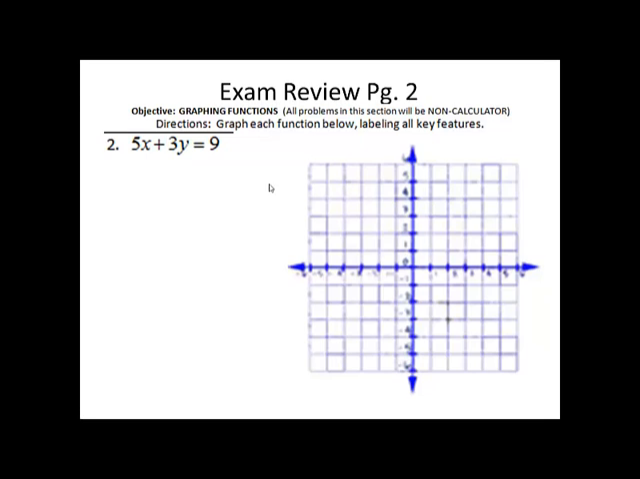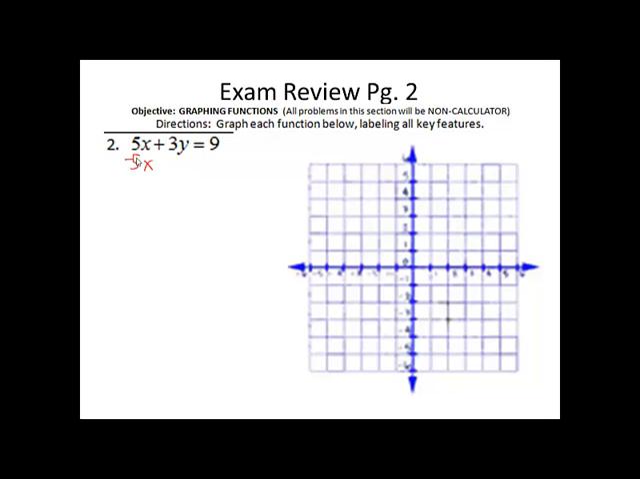Number 2, we are looking at 5x plus 3y equals 9. Now again, one thing when we are graphing a function, we should always have our function as y is equal to something. So we have to do some algebra here to get our equation to say y equals. So right now we have the 5x on the same side as the 3y. So we need to get rid of that.